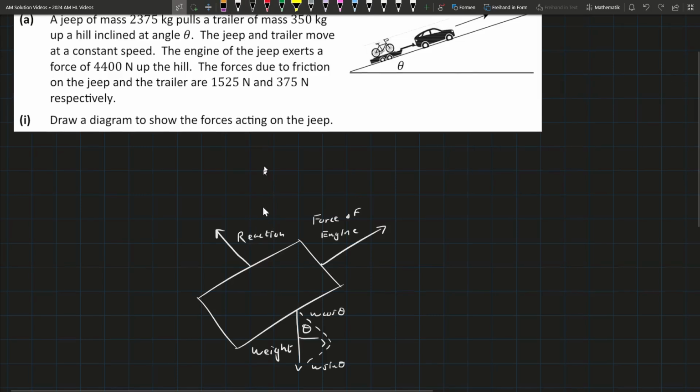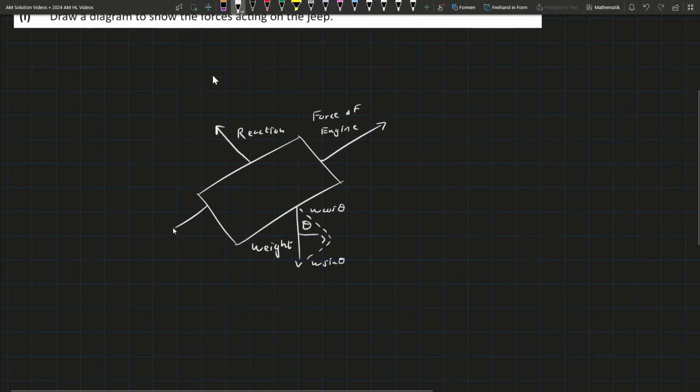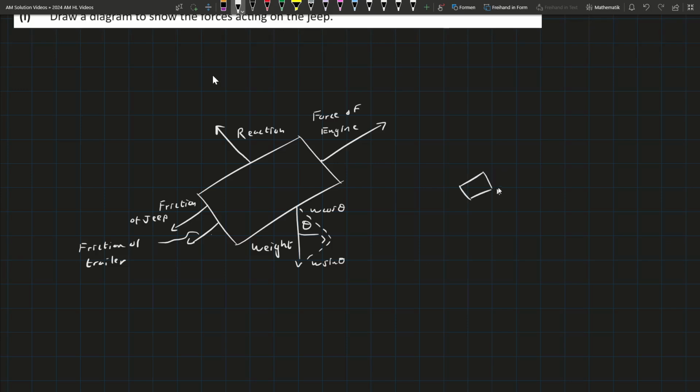As well as that, we also have the forces of friction. So we have the friction of the Jeep and the trailer, both pulling it down. So we'll have two forces going down. We have friction of the Jeep. We actually have three. We have friction of the trailer, if I can fit it in. Friction of the trailer. And as well as that, if you think about this, we have the trailer, which I'm going to call T, and that's connected to the Jeep, which I'm going to call J.